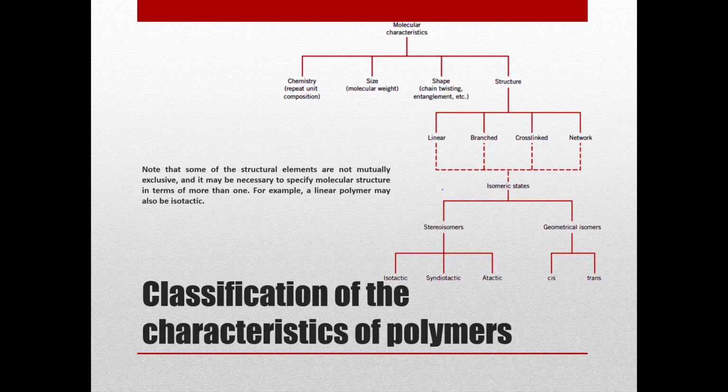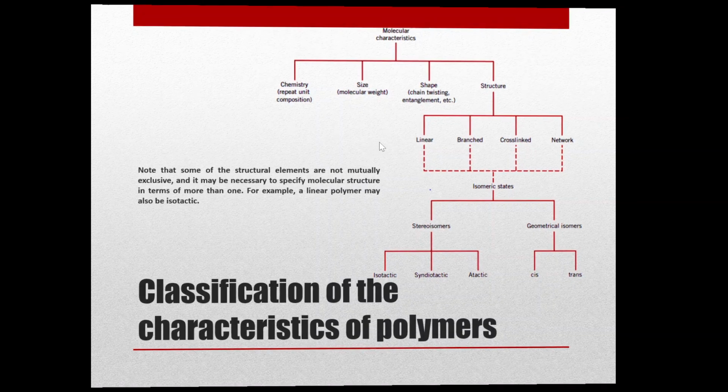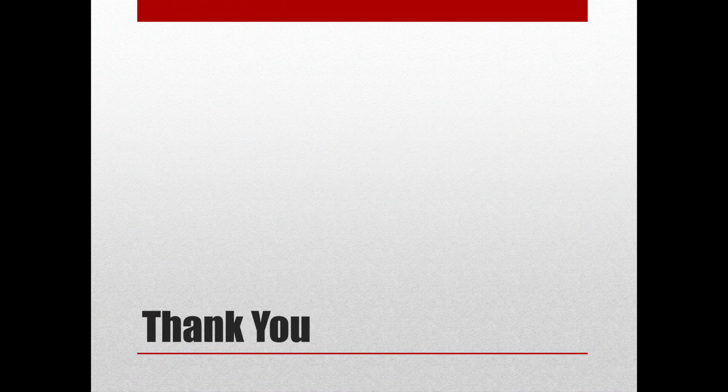So with this, we have seen the classification of the characteristics of polymers. We have come to the fourth point, molecular characteristics, and we have covered all the types and subclassifications under molecular characteristics. With this, we come to the end of this lecture. Thank you.